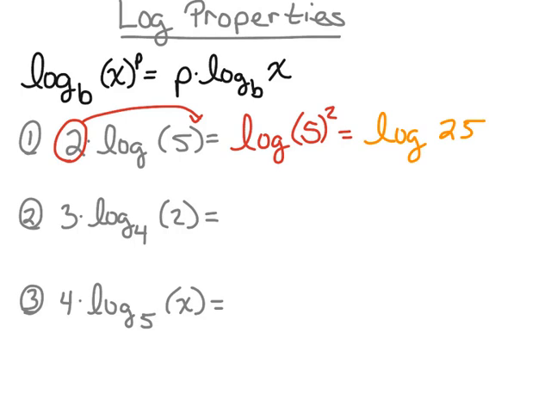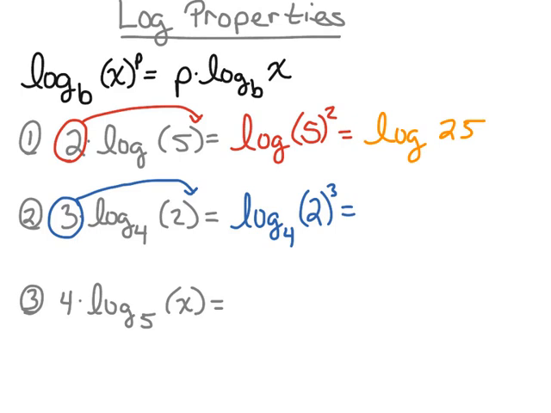All right, let's try number 2. Same idea. 3 times log base 4 of 2. We're going to take this 3, and that is now going to become the exponent. So now we have log, keep the base 4. We now have 2 to the 3rd power. Now I can go ahead and simplify that. If I go ahead and take that 2 to the 3rd power, 2 to the 3rd power would be an 8. So we now have log base 4 of 8.